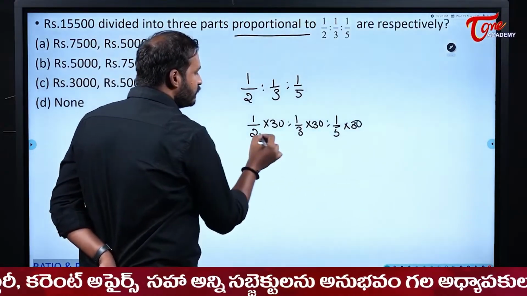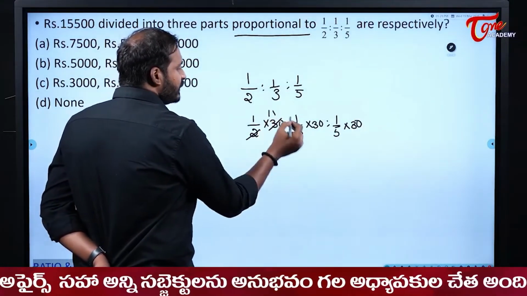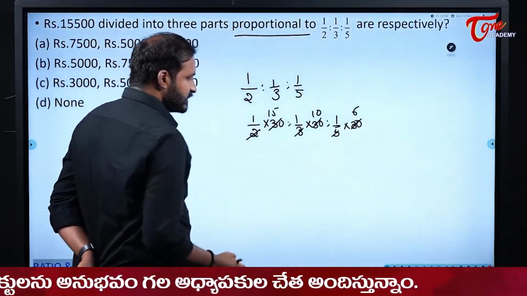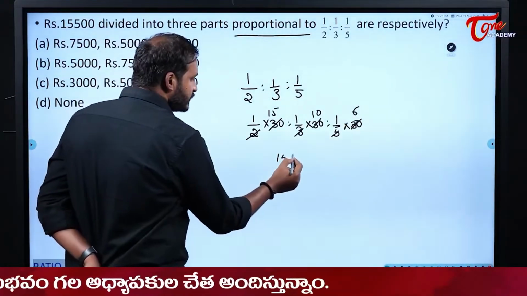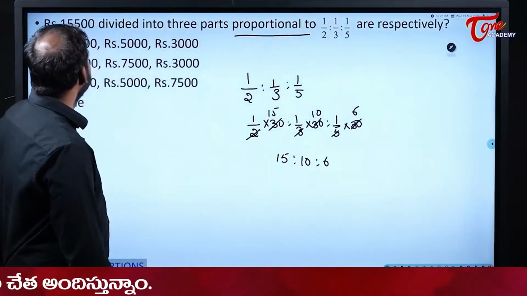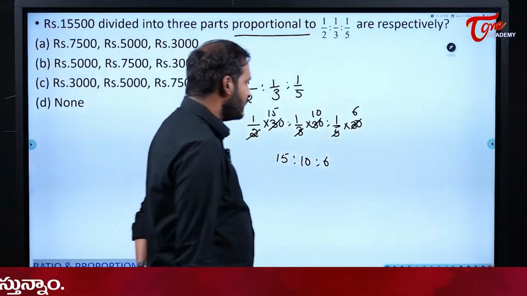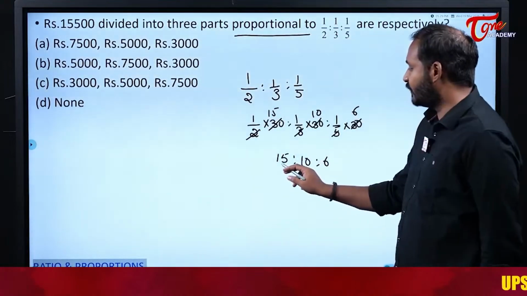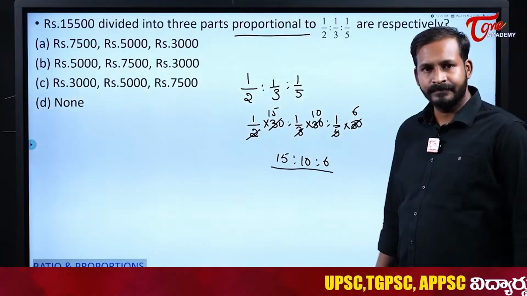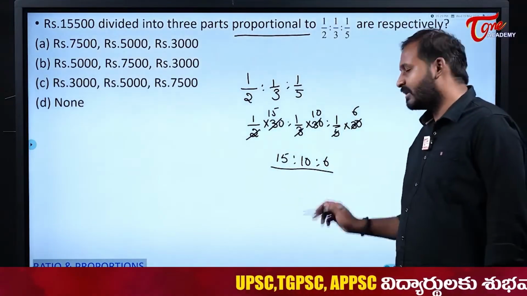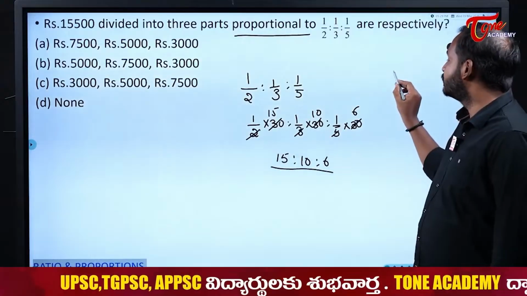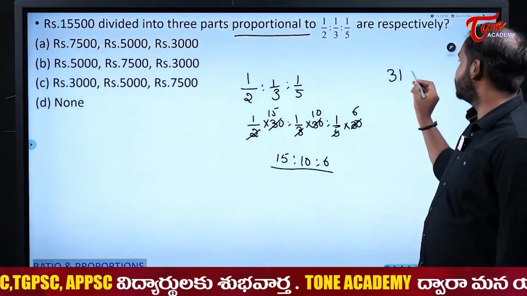So what happens to me now? It becomes 15 is to 10 is to 6. Now what they are asking us is, what are the 3 parts? So when it comes to the first part, what it becomes? Or else, total number of parts is how many? You can do it like that also. Total number of parts are how many here? 31, sorry, not 21, 31. 31 parts is equal to what here?